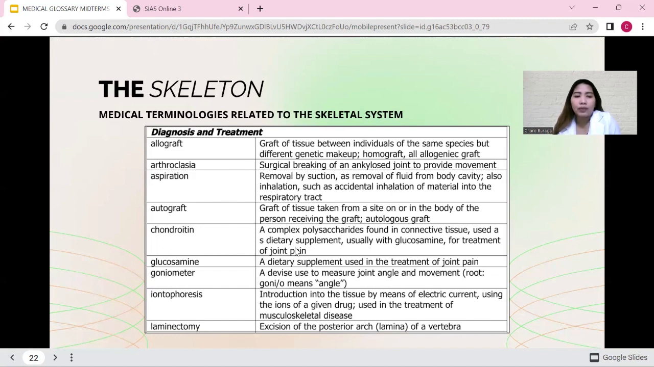The iontophoresis, it is the introduction into the tissue, by means of electric current, of the ions of a given drug used in the treatment of musculoskeletal disease. And laminectomy, ito yung removal of the posterior arc of the lamina of the vertebra. Okay, laminectomy.